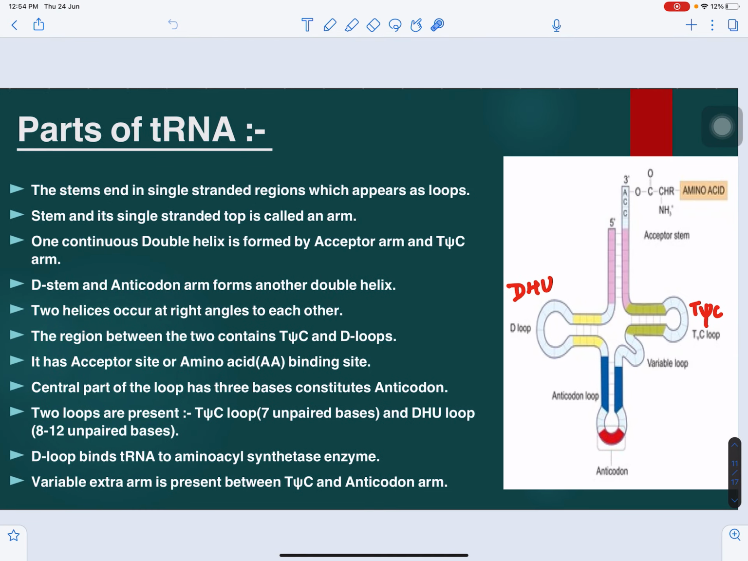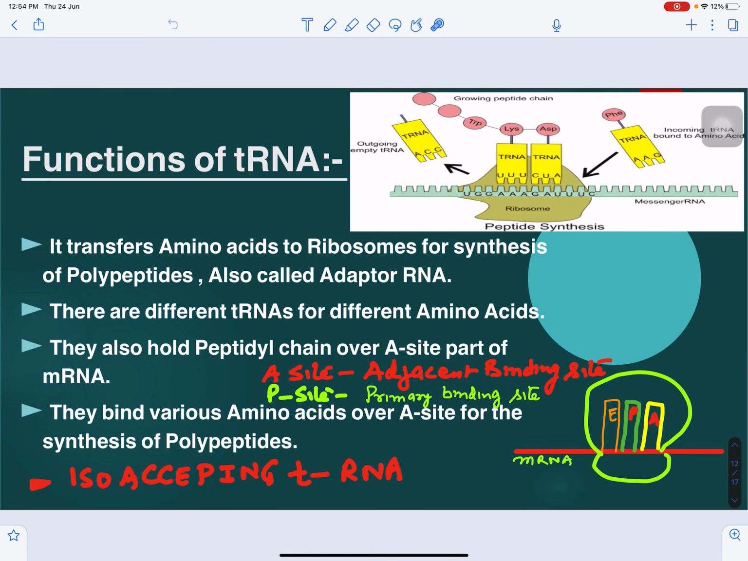So what are the functions of transfer RNA? As the name indicates, they help in transferring amino acids to the ribosomes for protein synthesis. It is also called adapter RNA.